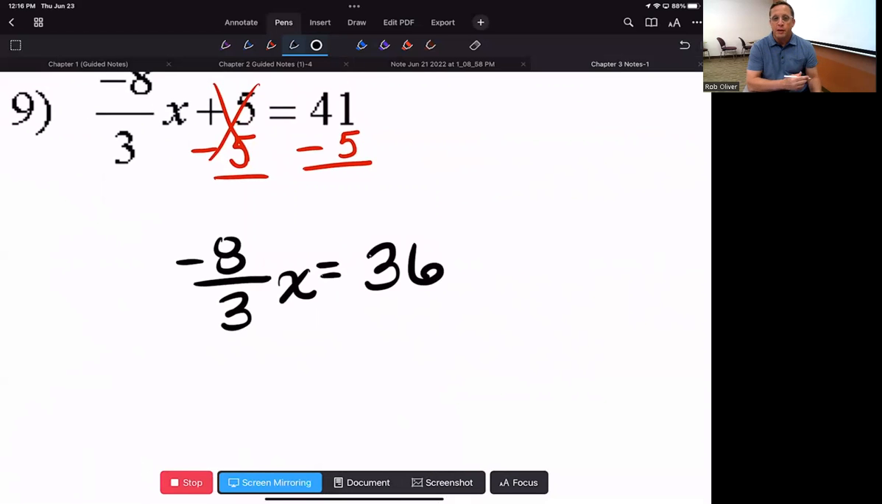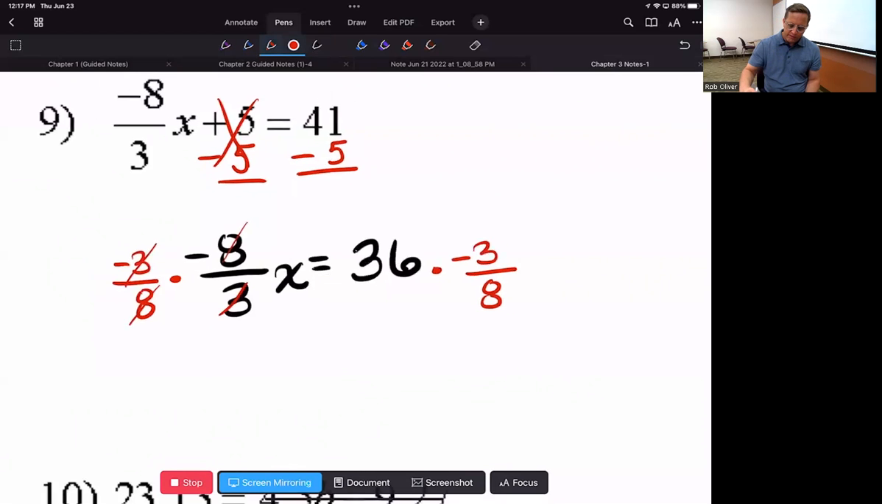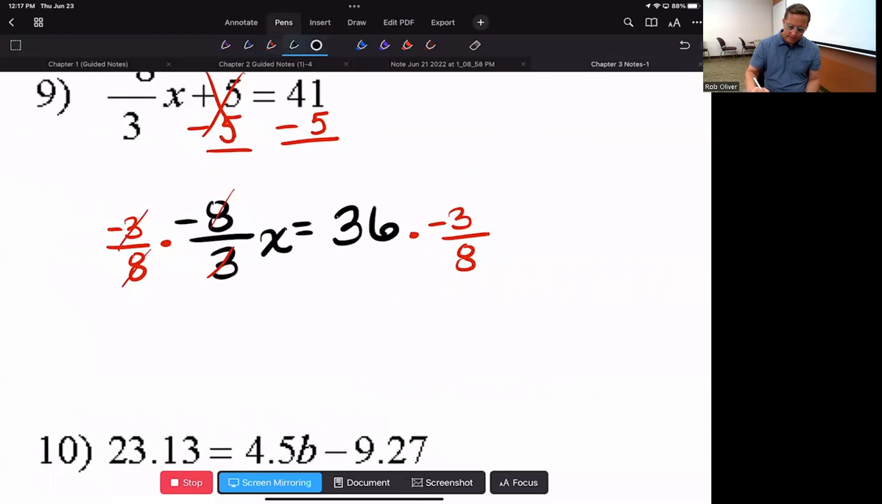Here's another example where we have a fraction next to a variable, a fraction next to a letter. When you have a fraction next to a letter, you flip that fraction and multiply it on both sides. So we're going to flip it. You don't have to flip where the negative is, and don't flip the sign. Don't make it positive. So we're going to do negative 3/8 and multiply that on both sides. All that cancels out on the x side, and all we're left with is x there.